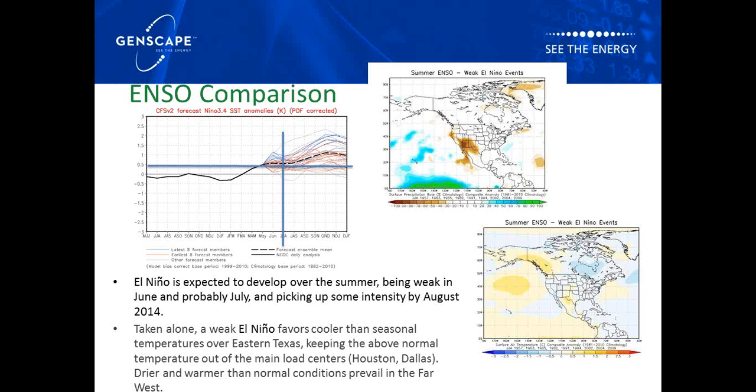The top center graph here, you can see the precipitation expected for summer is a lot lower than normal across western Texas, given a weak El Nino. As well, in the far right graph, you can see that there are warmer temperature anomalies in the southwestern portion of Texas on these weak El Nino events.